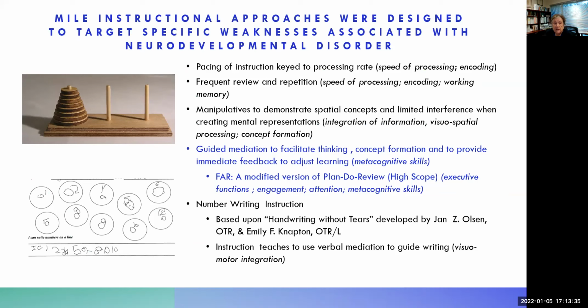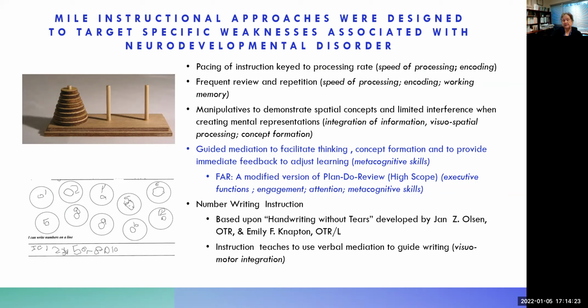There were certain specific elements that were involved in the teaching of the child during the 6-week program, and they were designed to target specific weaknesses associated with neurodevelopmental disorder associated with the prenatal exposure. We were careful about the pacing of instruction, and because there is a diminution in the speed of processing in alcohol-affected individuals, we keyed the instruction to their specific processing rate. Because they have difficulties with encoding, we incorporated frequent review and repetition in the learning process.